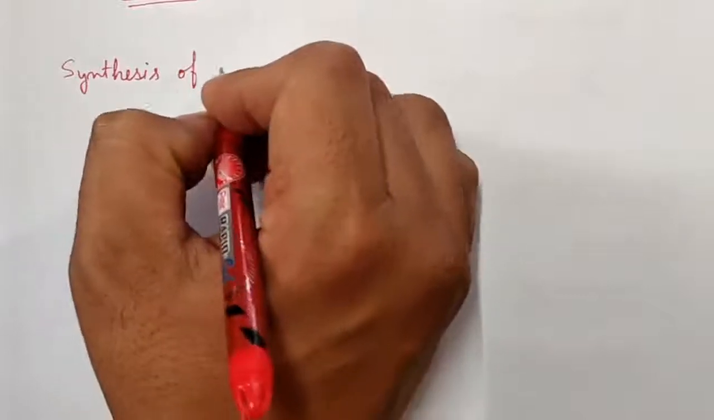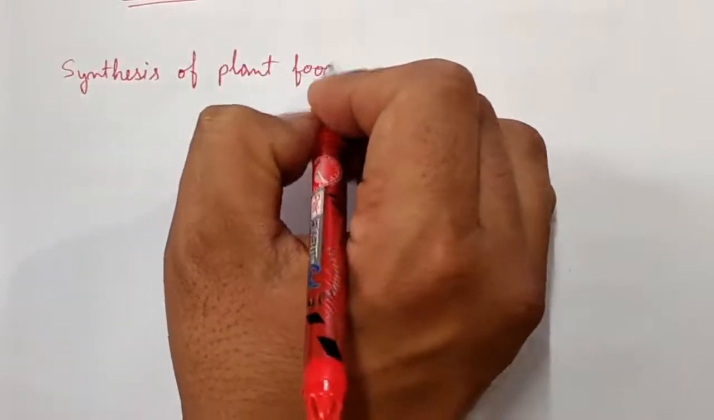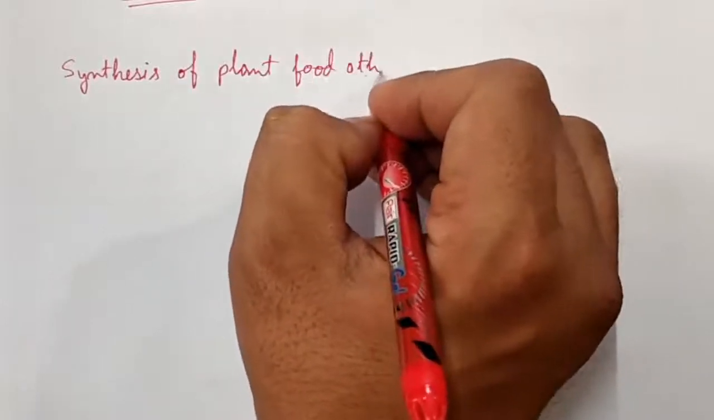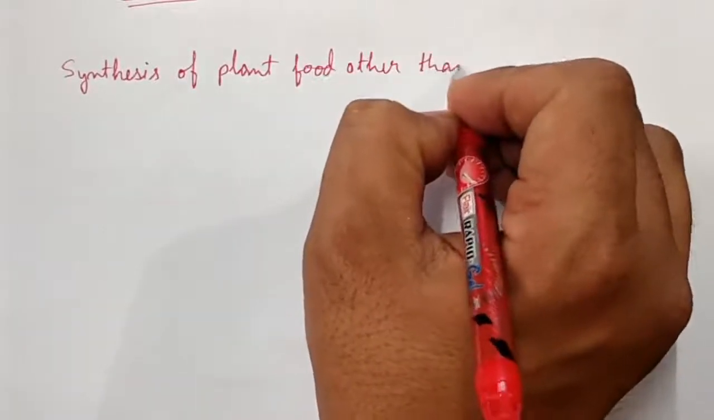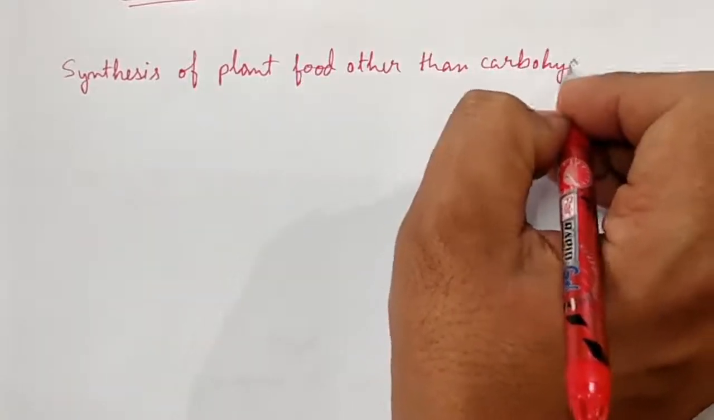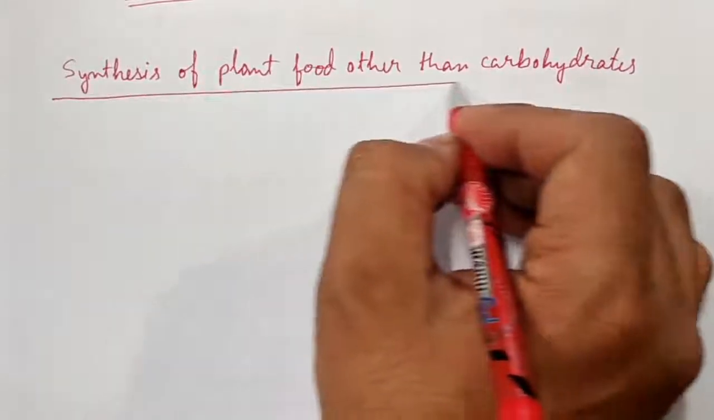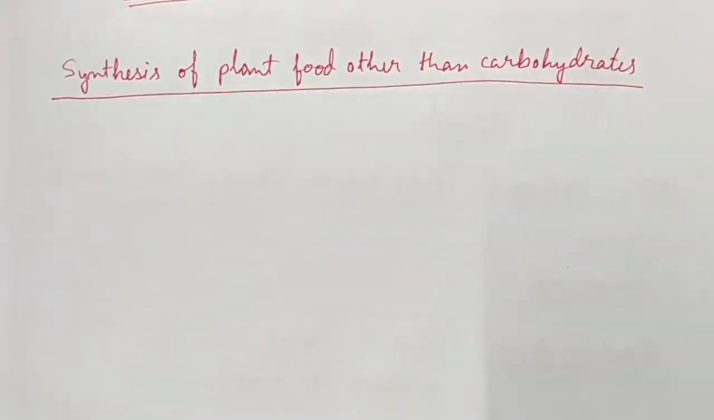Synthesis of plant food other than carbohydrates. Okay, in the last topic, we have studied that through the process of photosynthesis, plants obtain glucose in the form of carbohydrates.